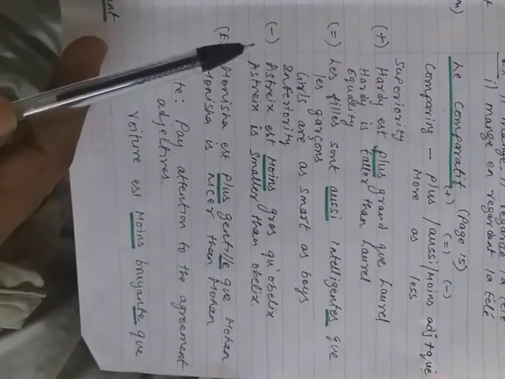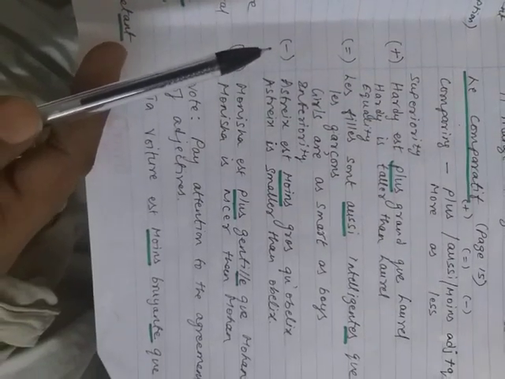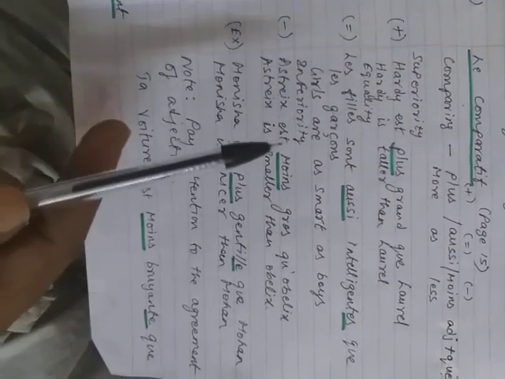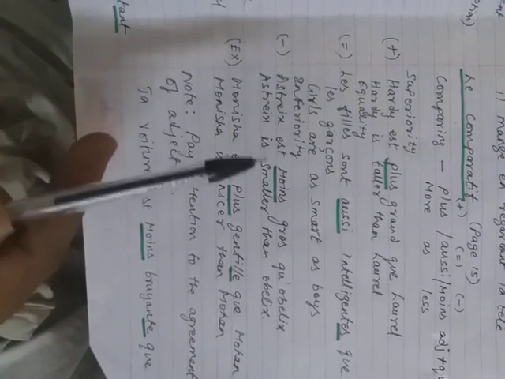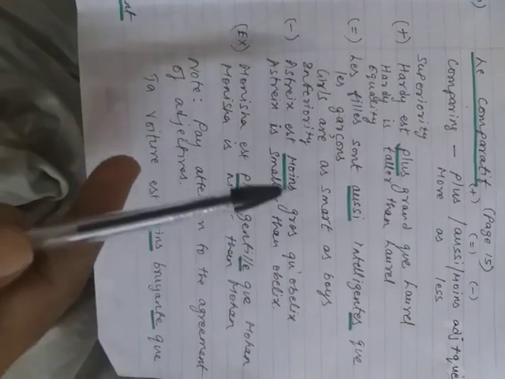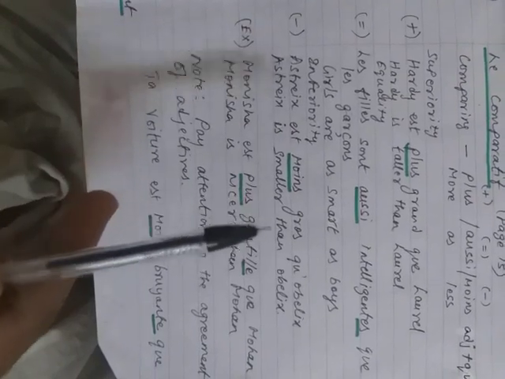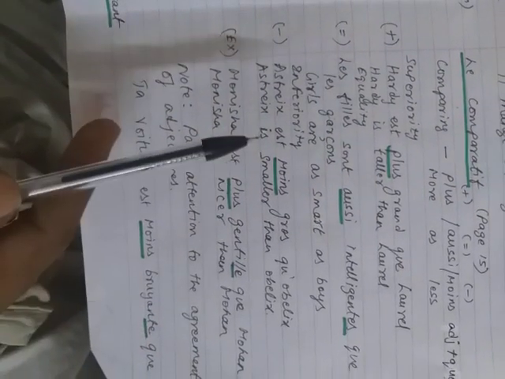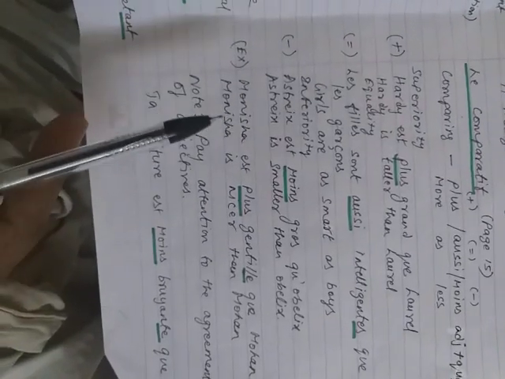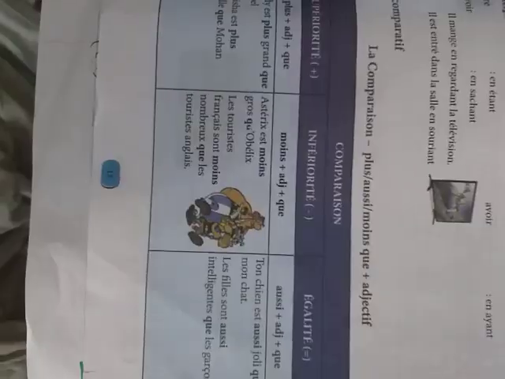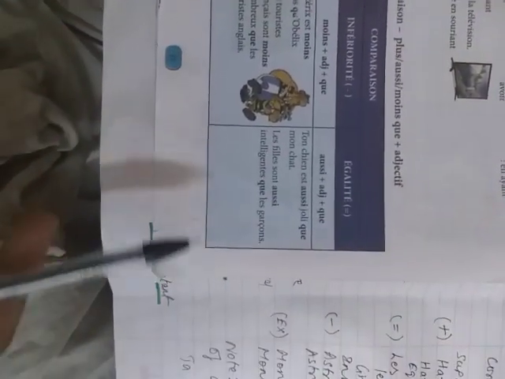Last, inferiority using the symbol minus. Astérix est moins gros qu'Obélix. Astérix is less big, meaning smaller. Astérix is smaller than Obélix. We are doing the comparison for the two nouns. These examples are all taken from your textbook. Look at these examples, all are taken from your textbook. That is only what I am explaining now.